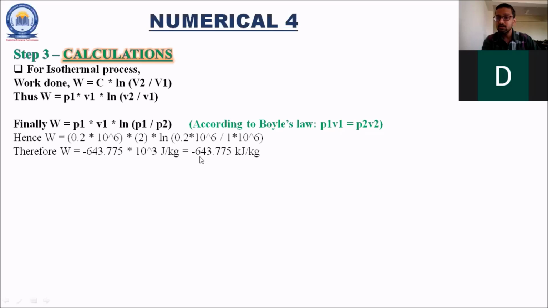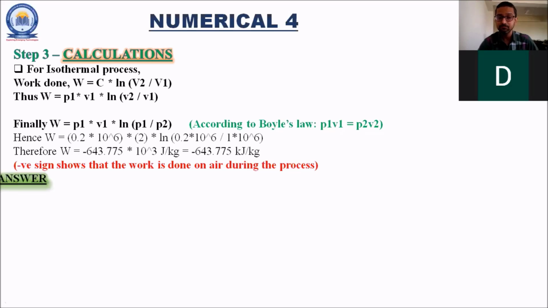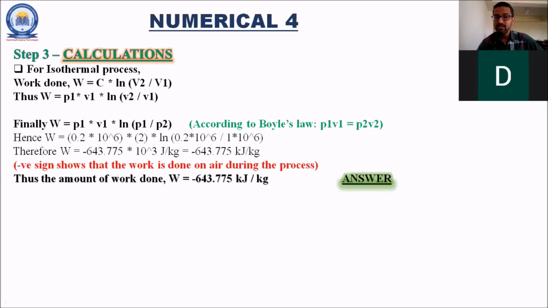Now the answer of work comes out to be negative. So again we will be writing down the comment. Negative sign shows that the work is done on the air during the process. I hope now you have perfectly understood the sign conventions of heat and work. Thus the final answer which we are getting, the amount of work done, W is equal to minus 643.775 kilojoule per kg. Remember friends, here the unit has changed to per kg because we are given the specific volume.